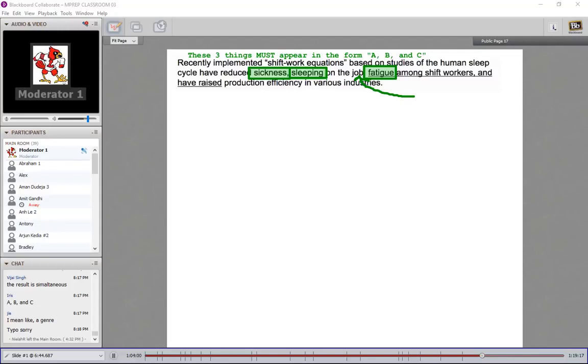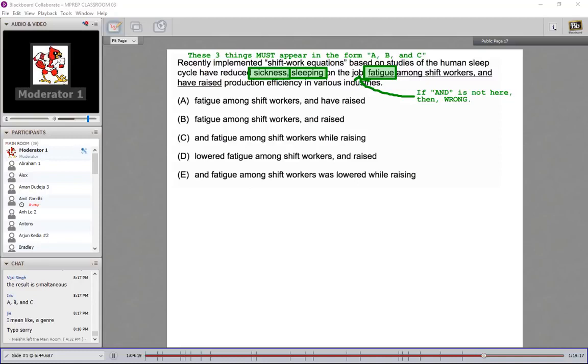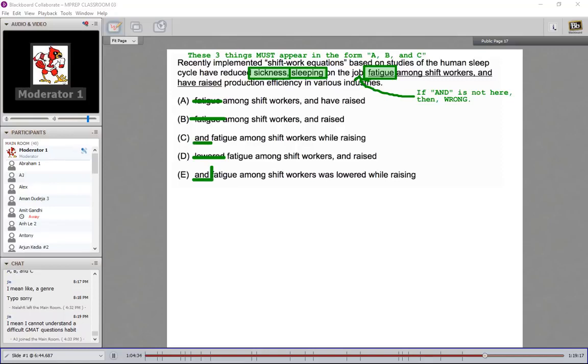So the first word of the underline has to be and. If it's not, wrong. Period, end of story. No reason to look past the first word. Well, look at that. That means that three choices are immediately gone. Gone, gone, gone. Anything that does not say and. The only choices that are left are C and E.